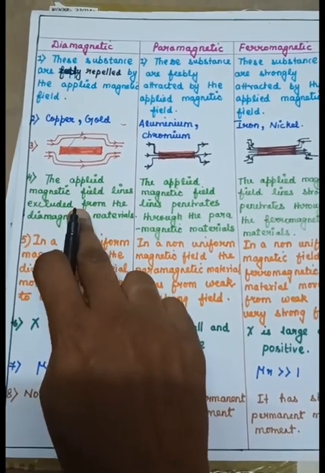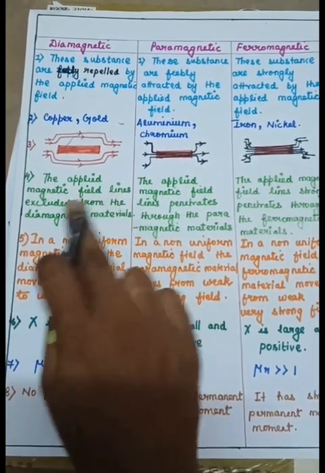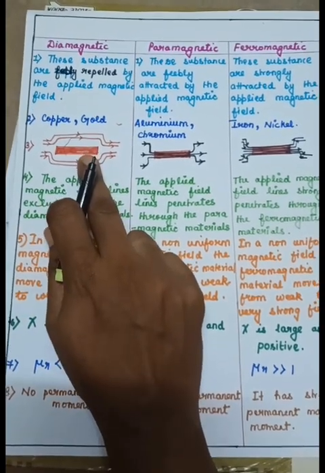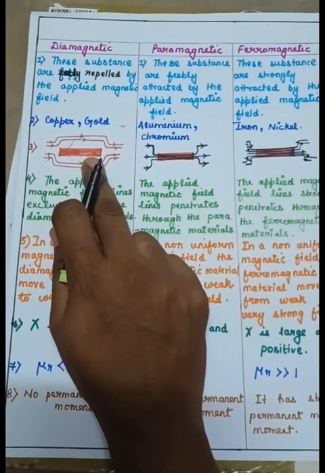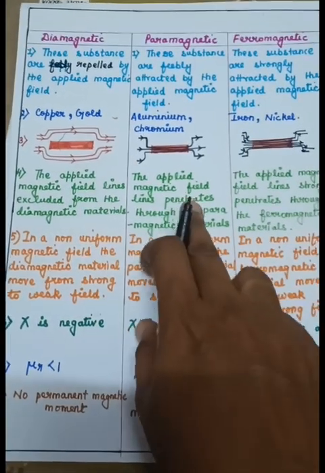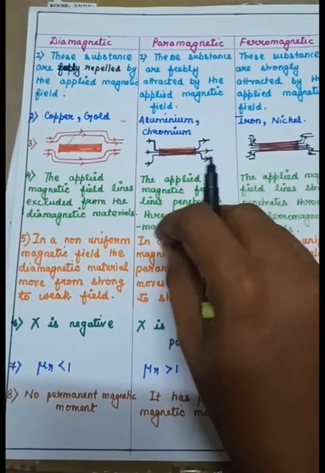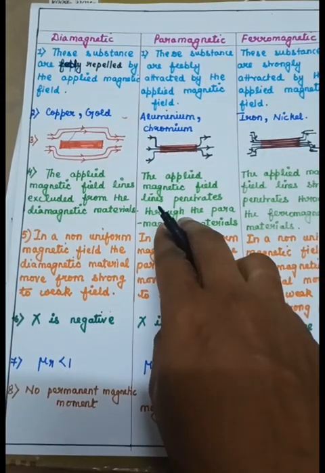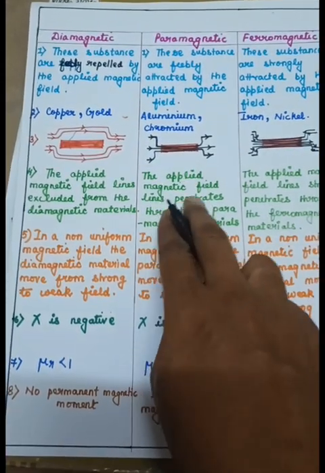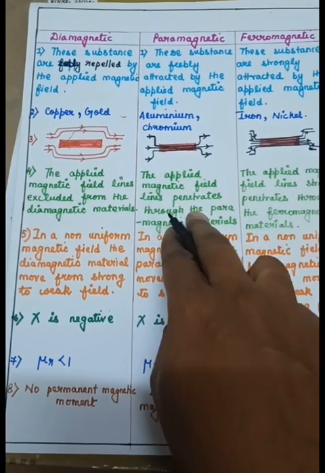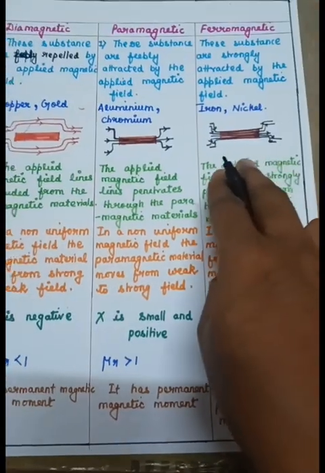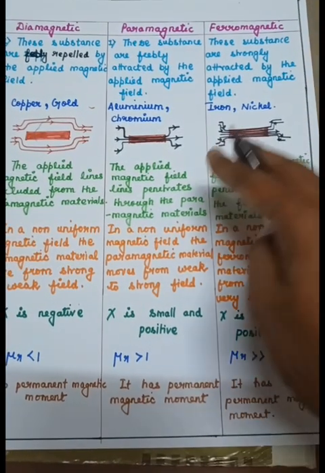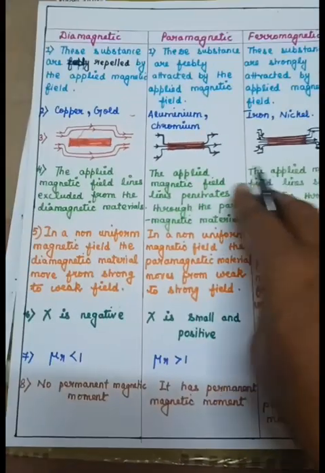So we can say that the magnetic field lines are excluded. Excluded means that diamagnetic material will not allow them to pass through it, whereas in paramagnetic material not all the magnetic field lines, but some of the field lines can penetrate through it, whereas in ferromagnetic material it will strongly allow the magnetic field lines to pass through it.